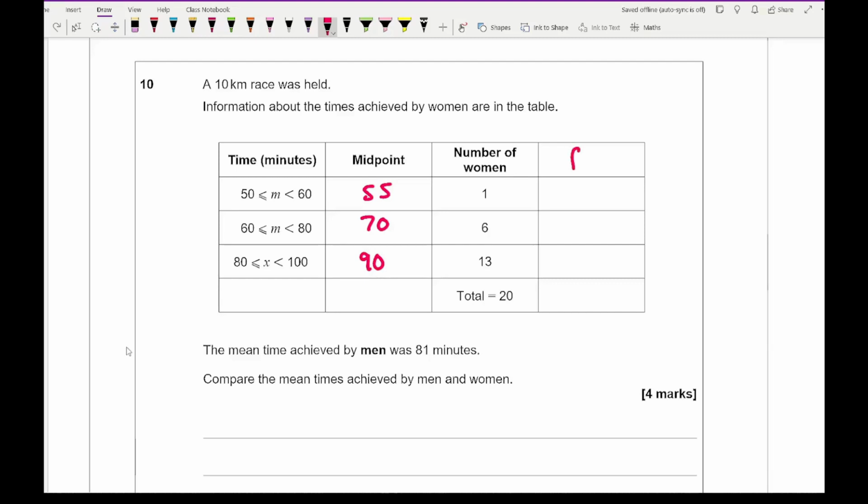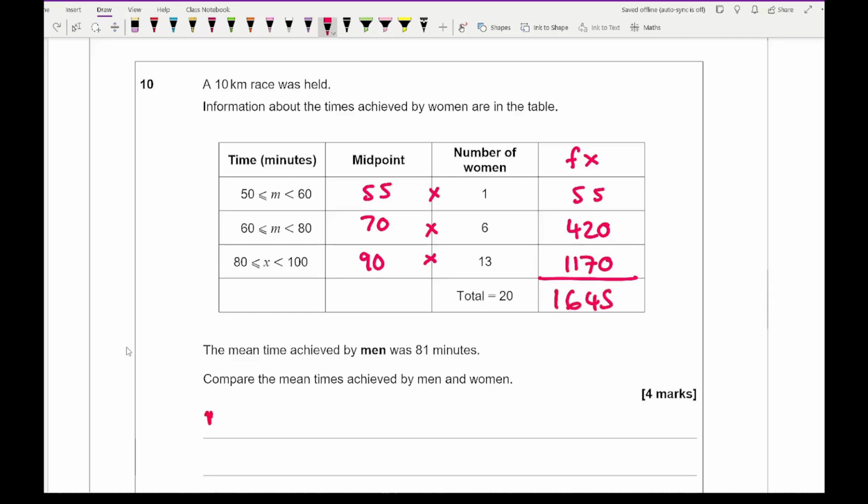We then need to work out the fx value. So we do that by multiplying the midpoint by the frequency. So it's going to be 55 times 7, which is 385, 70 times 6, which is 420, and 90 times 13 is 1170. Now if I add all of those fx values up, I get an answer of 1645.